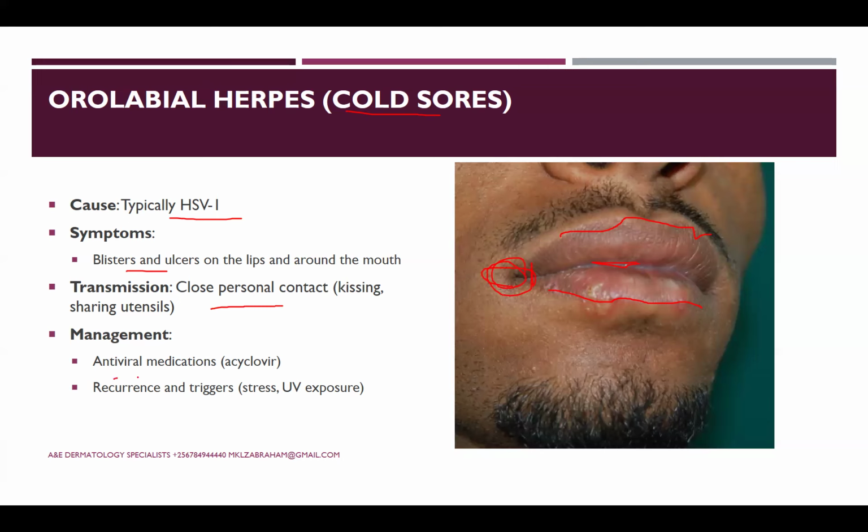And usually for management, we can give acyclovir, and we try to minimize the triggers, especially UV light and stress. So in case of UV light, you can give a lip balm that has sun protection factor.